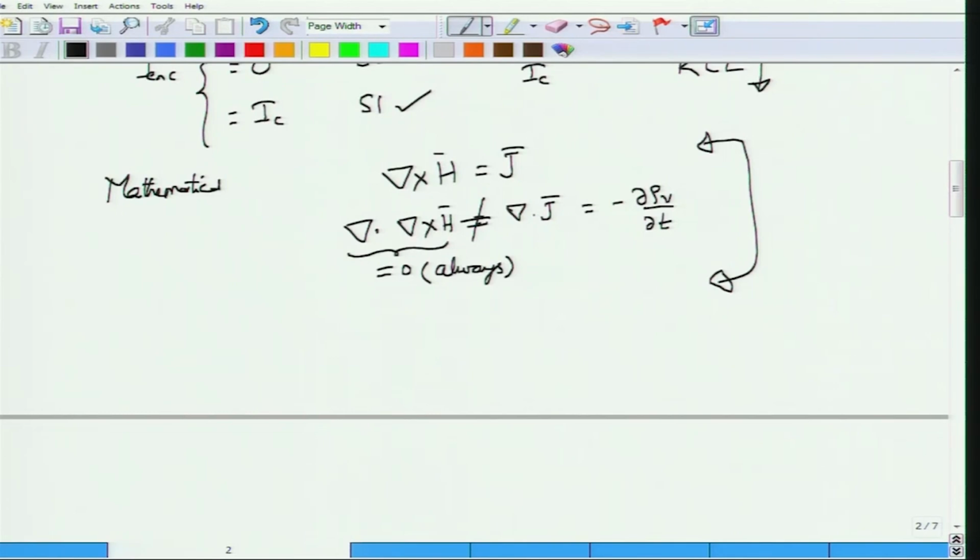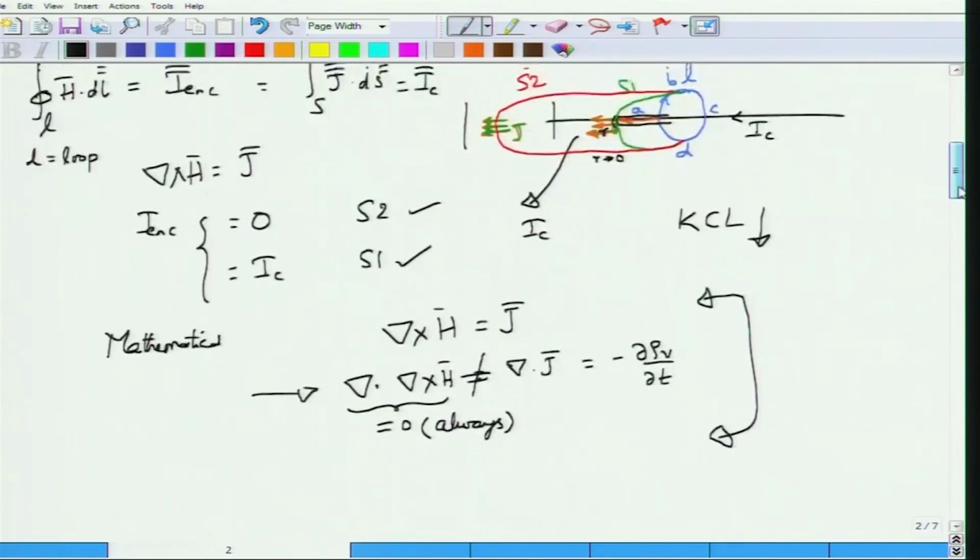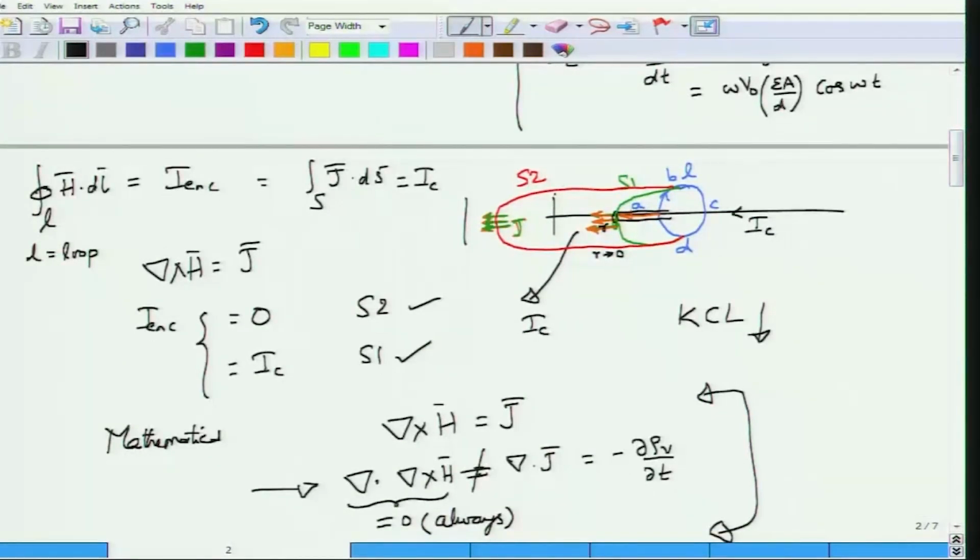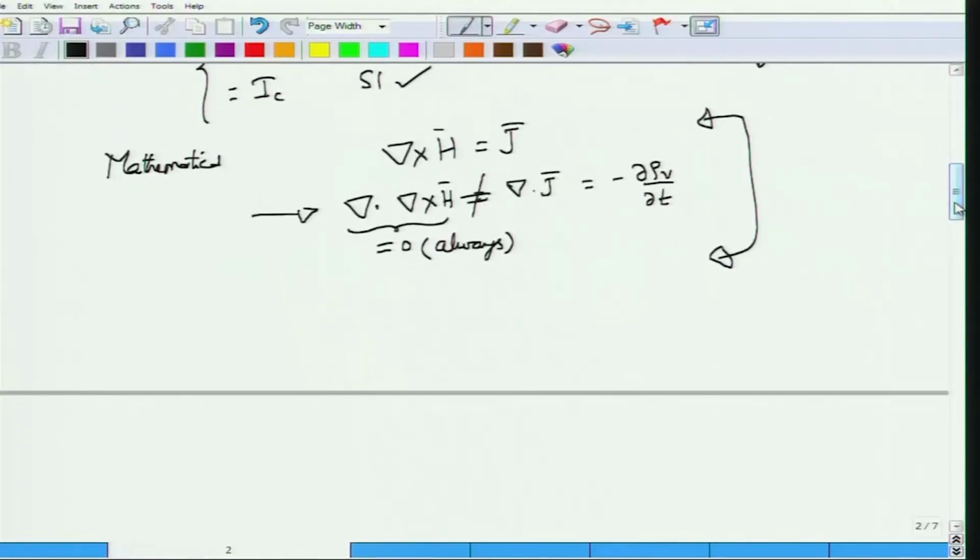So he did not certainly arrive at inconsistency in this fashion. He arrived at inconsistency in various other fashions, in this particular way with a capacitor kind of a situation, and then recognized that he has to modify Ampere's law, and he modified it. This modification he did by a very clever idea.